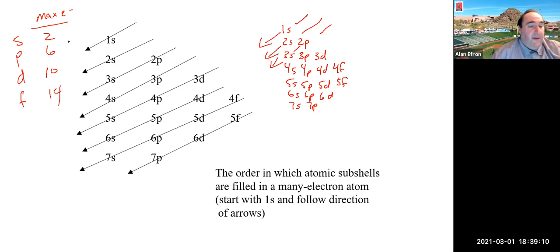you will be able to write any electron configuration you need to write. Any questions on that? So those two things are really important. You also, like I said, can recreate it for yourself fairly quickly.